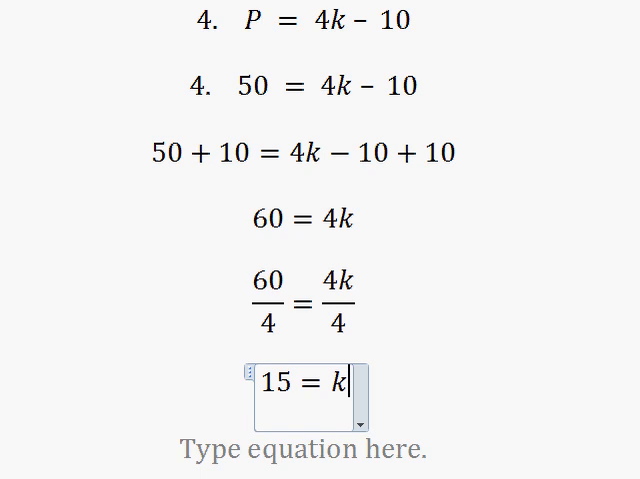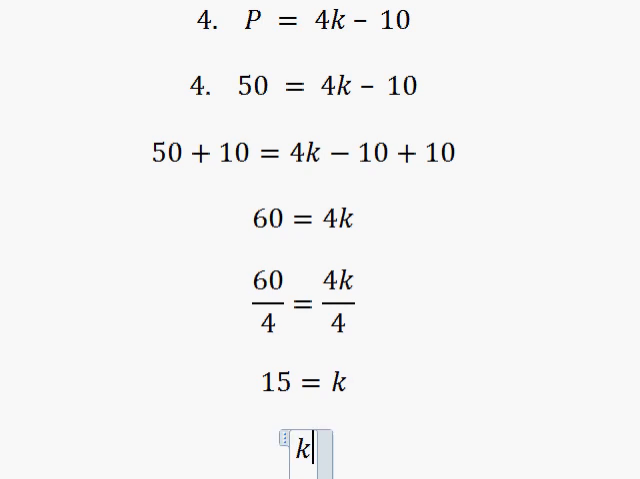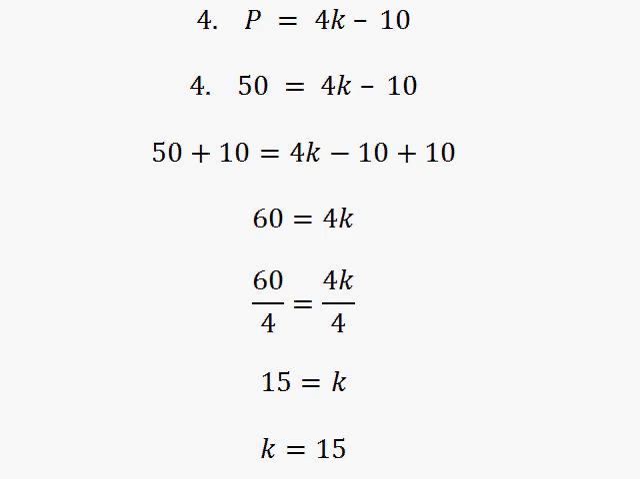So we said that our final answer would have k on one side of the equal sign and a number on the other side. We now have that. We have 15 is equal to k, and it's common practice to put the letter on the left of the equal sign and the answer or the value you're trying to find on the right. So I've just swapped them over. It's the same thing. K is equal to 15.